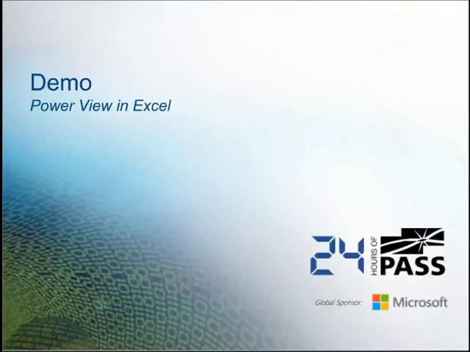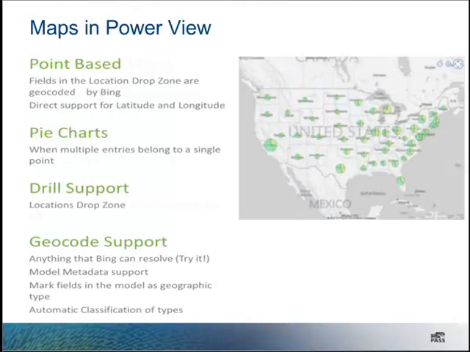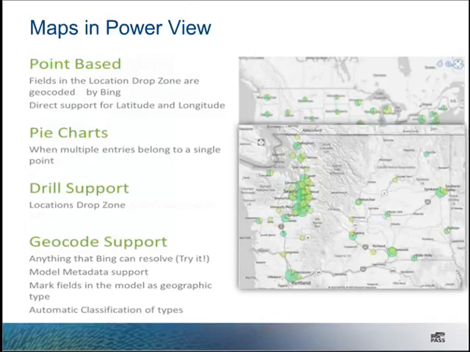I just wanted to highlight a couple things. One being the maps in PowerView, we've already talked a lot about this. That is, they're point-based currently. They also have support for pie charts if you have multiple categories associated to a single point. And again, they're mostly reliant on geocoding support from Bing, but you also can just supply your own latitude and longitude, and that will work as well.